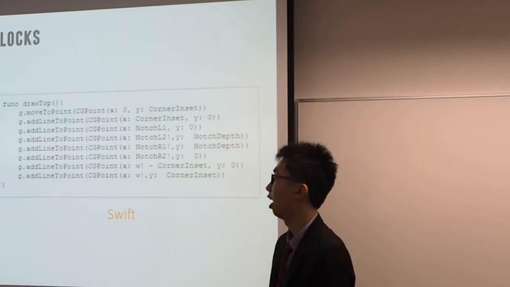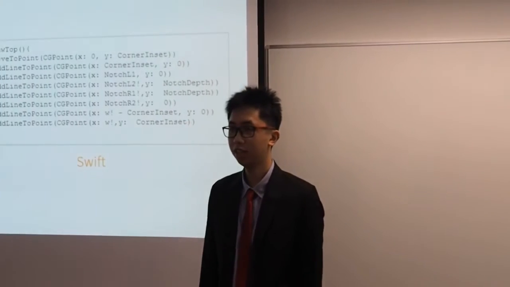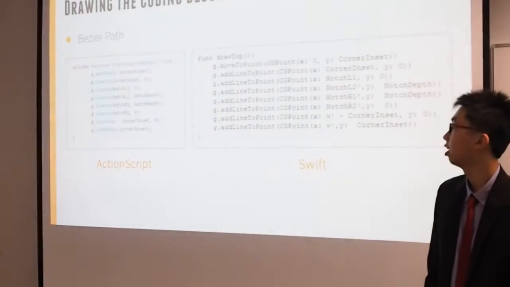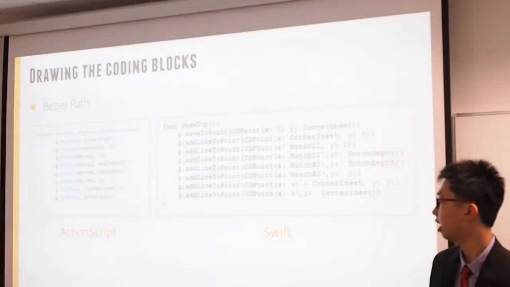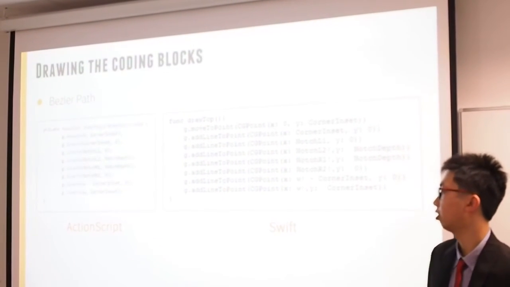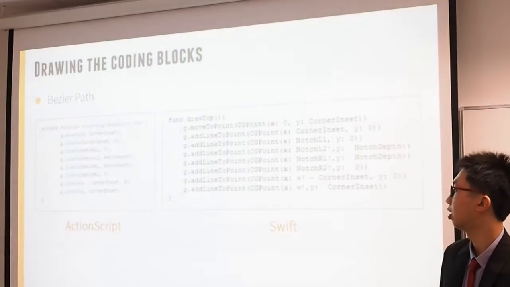So the block in our app is drawn by the CF Hub. And to draw a similar block shape as it is in Scratch, we have referred to the Scratch source code on GitHub, and it is written in ActionScript. And then after that, we write our own code to draw the block shape.